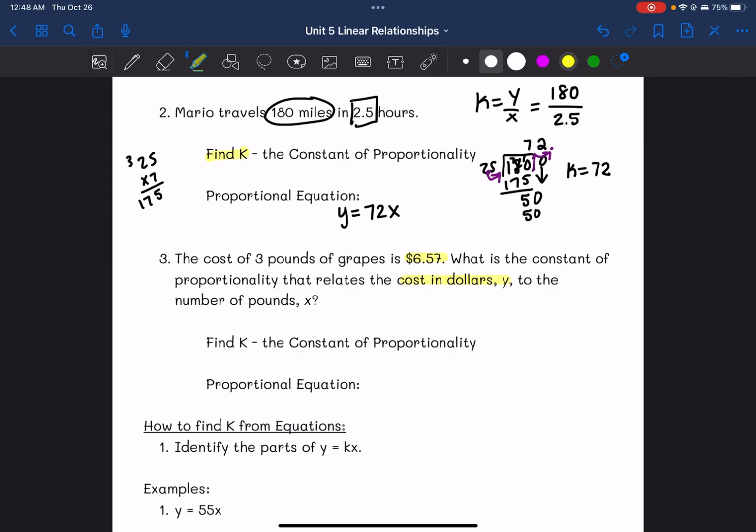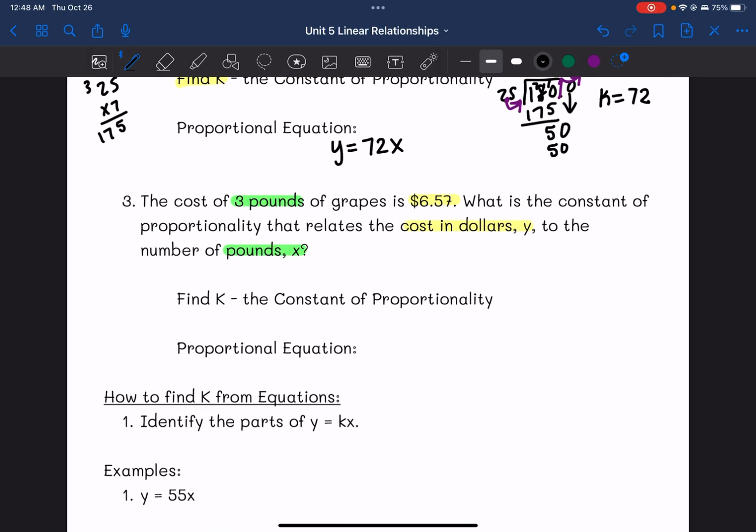Now I'm going to change to a different color, because at the end it says to the number of pounds, which is x. Okay, so that means 3 pounds is x. Now I know how I'm going to write my equation. Remember, we have k equals y divided by x. Well, now I know that my y is the cost, which is 6.57, divided by x, which is going to be 3 pounds.